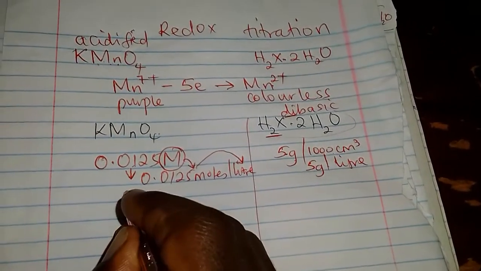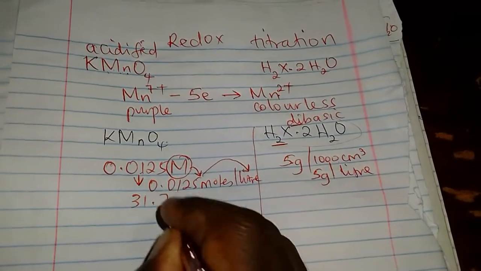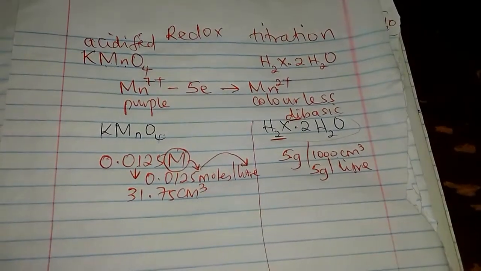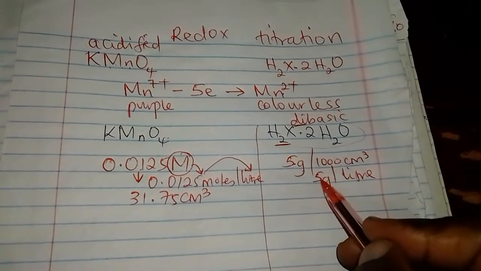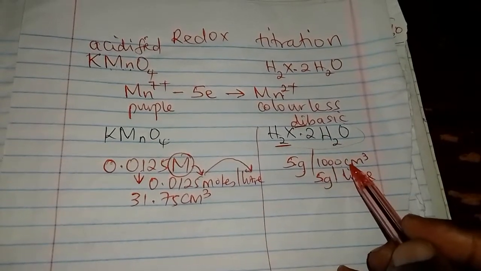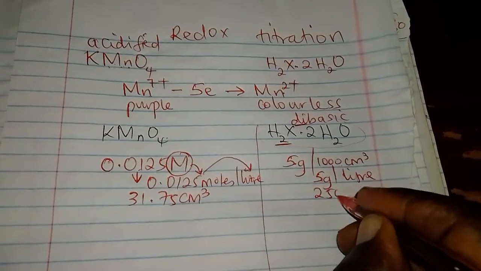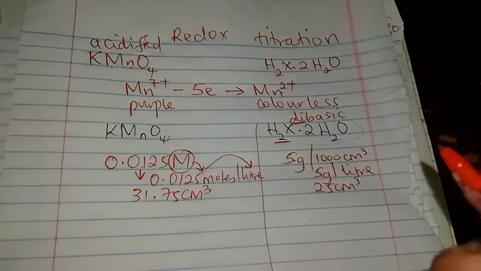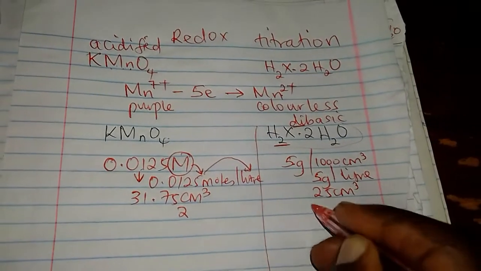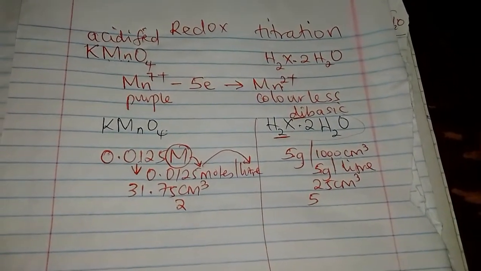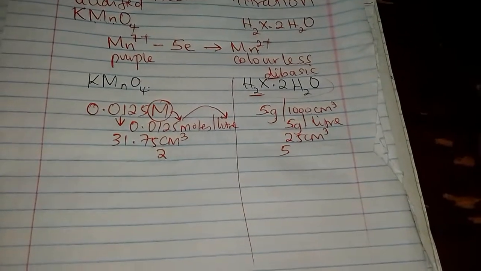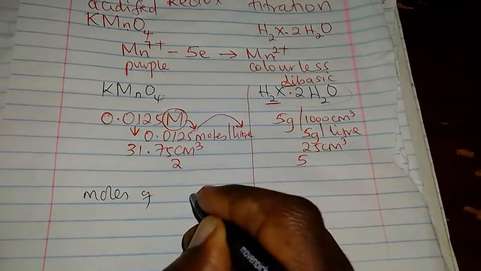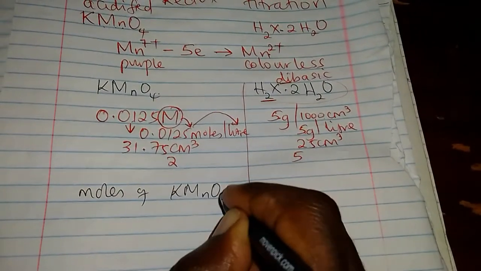Let me assume the average volume of the oxidizing agent used in the titration is 31.75 centimeters cubed, and after dissolving 5 grams of this dibasic acid into 1000 centimeters cubed, I only used 25 centimeters cubed. Good. And maybe the reacting ratio, or the mole ratio, is 2 to 5. So the first question can be: moles of the oxidizing agent that reacted.